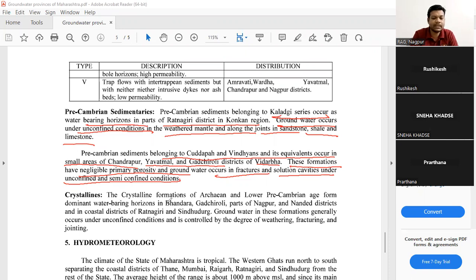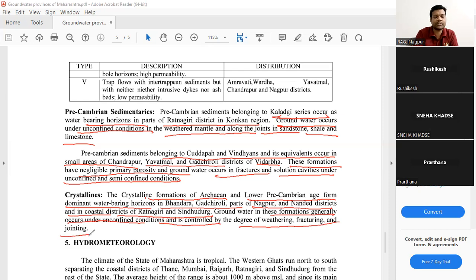Then the crystallines, or the basement. The crystalline formations of Archean and Lower Precambrian age form dominant water-bearing horizons in Bhandara, Gadchiroli, parts of Nagpur and Nanded districts, and in the Konkan region, in the coastal region of Ratnagiri and Sindhudurg. Wherever there is a Precambrian or Archean basement, it will contain this crystalline, that is, the consolidated formation. Groundwater in these formations generally occurs under unconfined conditions, controlled by the degree of weathering, fracturing, and jointing.